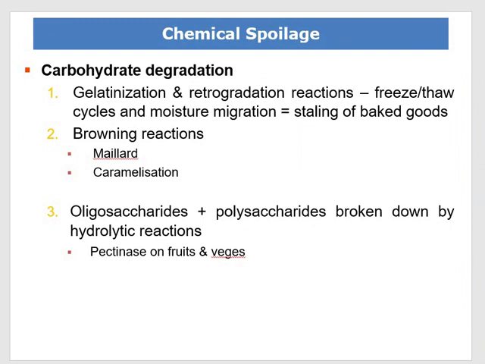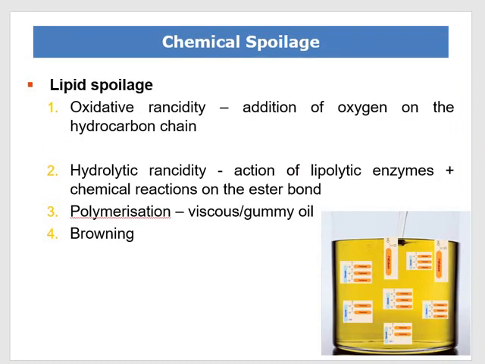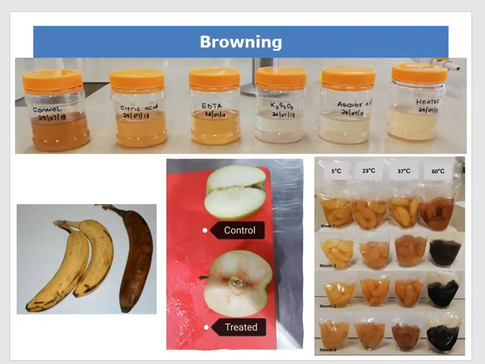And then the third one will be your oligosaccharides and polysaccharides that are actually broken down by hydrolytic reactions, whereby your enzymes such as your pectinase actually break down the pectin, the methyl group separates from the galacturonic acid, and then you get softening of the fruit and vegetables, and that's degradation because it becomes mushy. So those are then the chemical reactions that are actually involved in your carbohydrates.